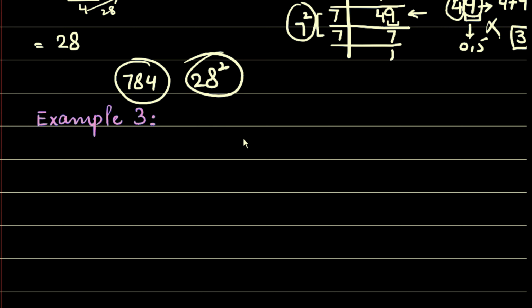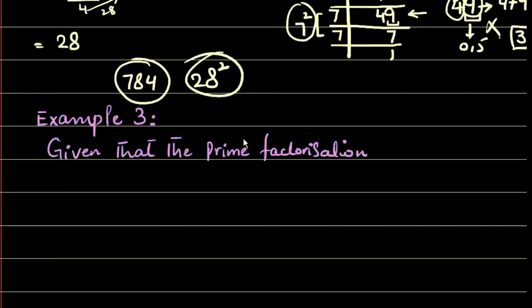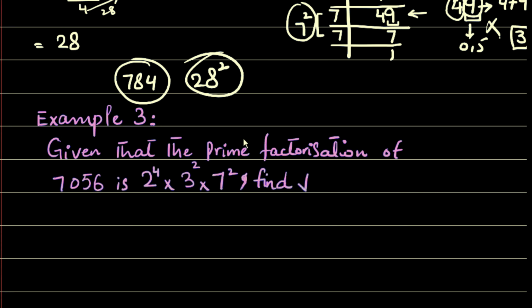Okay, the question says, given that the prime factorization of 7056 is 2 raised to power 4 into 3 raised to power 2 into 7 squared, and now we have to find the under root of 7056 without using a calculator.